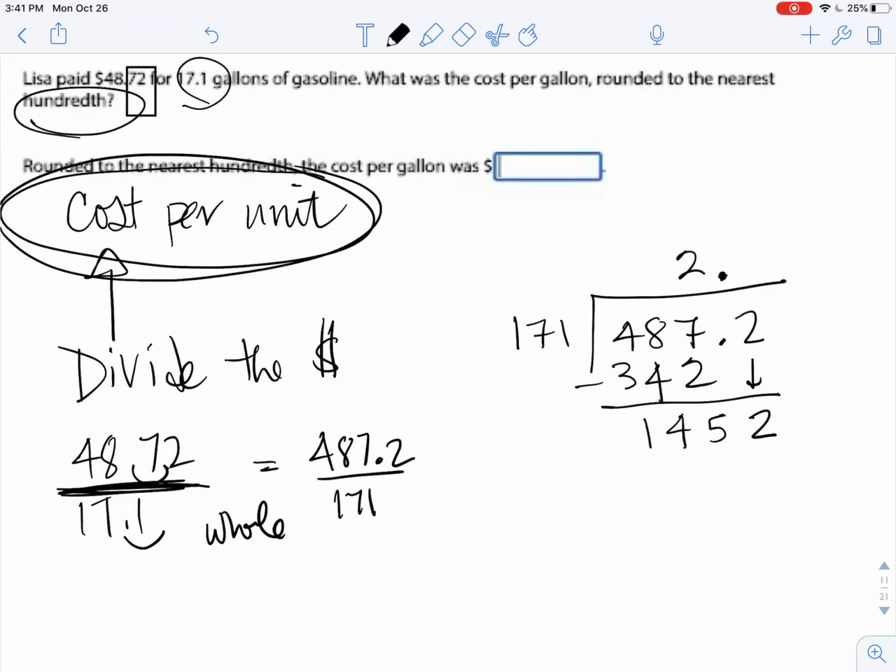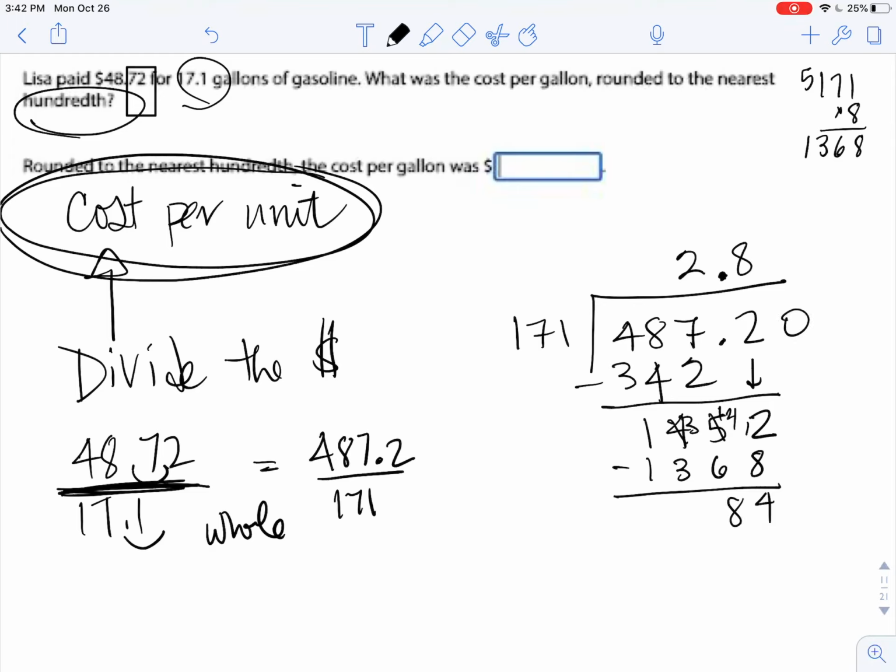Let's try 8. Let's see, 171 times 8. 8 times 1 is 8, 8 times 7 is 56, carry the 5, 13. Now that was a good guess. Subtract, 1368 from 1452, that's 84. Let's bring down a 0.